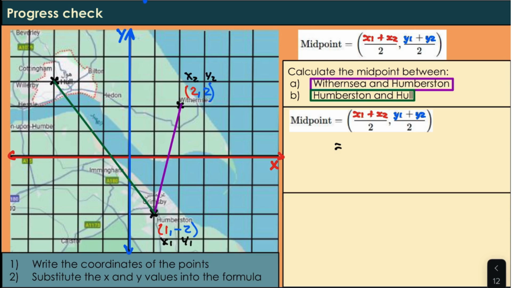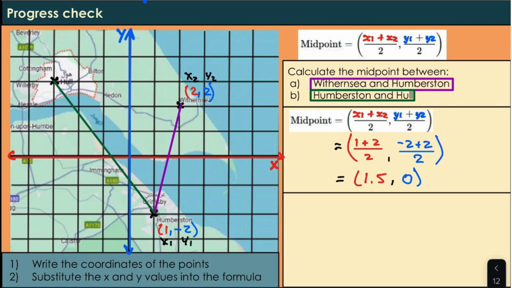Using our values, x1 was 1. We add our x2, which is 2. We divide that by 2. Our y1 was -2, and we add our y2, which was 2, and that is all over 2. Our x values, we have 1 plus 2 on top, which is 3. 3 divided by 2 is 1.5. And our y value, -2 plus 2 is 0, divided by 2 is 0.